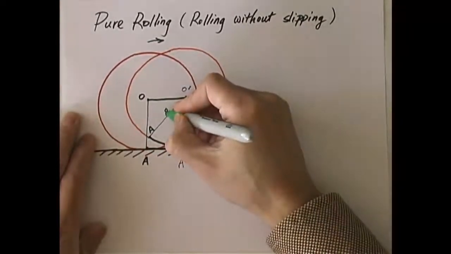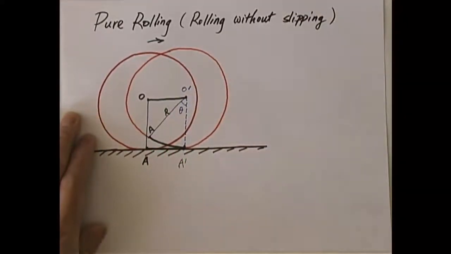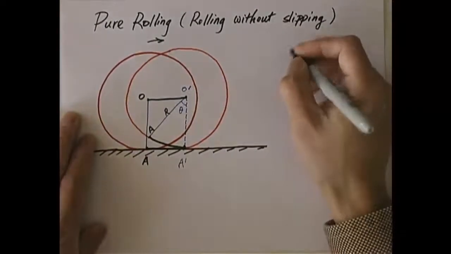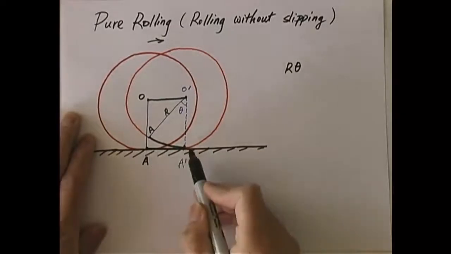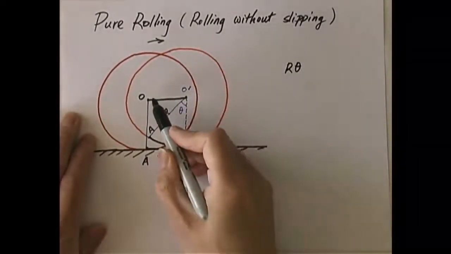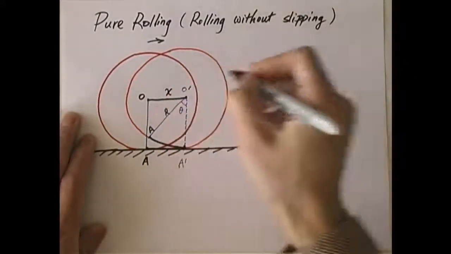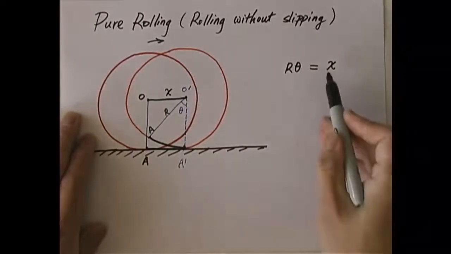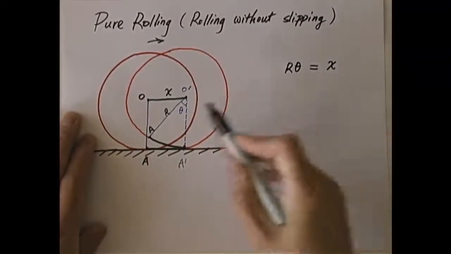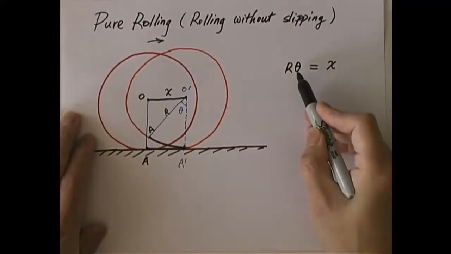If the radius is r, then how long is this arc length between A and A prime? The arc length is equal to r times theta, right? But that equals the distance between A and A prime, which is also the distance covered by the center of the body from here to there. Let's call it x. So r times theta equals x. x is how far the center moves translationally, and theta is the angle of turning. So this formula relates translational motion with rotational motion in pure rolling.